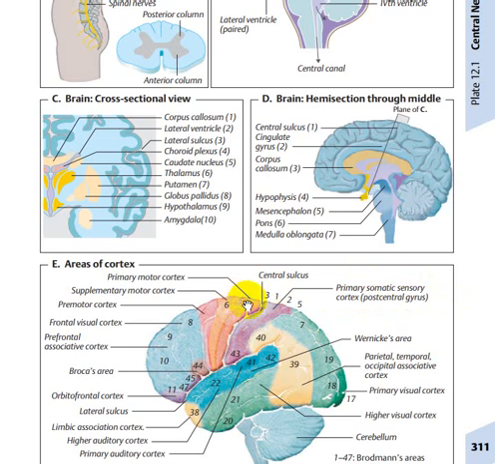In front of the central sulcus, you have the precentral gyrus, and at the position of the precentral gyrus, you have the primary motor cortex. And in front of the precentral gyrus, you also have another cortex, which is going to be the supplementary motor cortex. In front of the supplementary motor cortex, you have the premotor cortex.